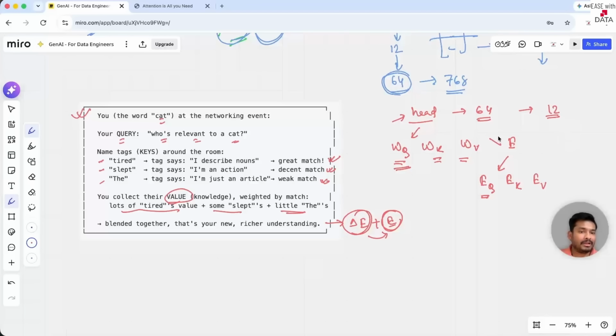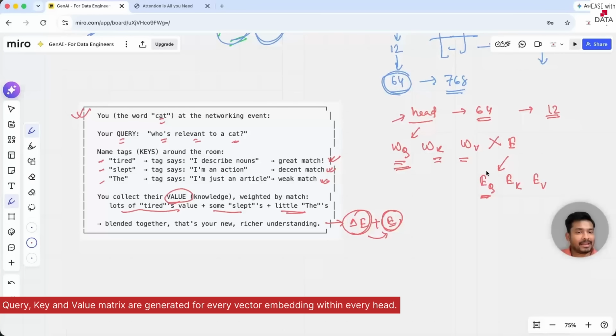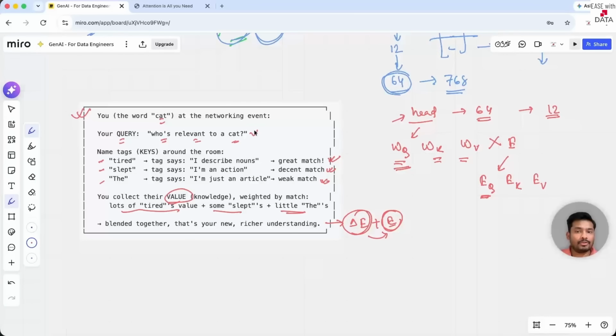So once we multiply the weight matrices with the embedding, it gets converted into 3 of them. One is the embedding query, which is who is relevant to cat, one is the embedding key, which would represent whether it describes a noun, action, or article, and one is the value, what it has to offer. So for our example, we have four embeddings. The first is the, the second is tired, the third is cat, and the fourth is slept.